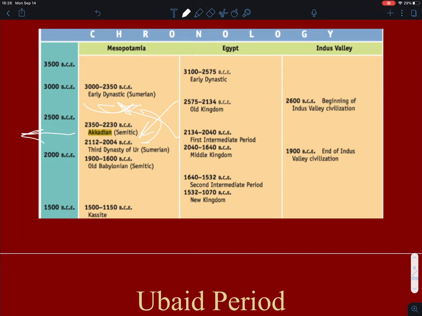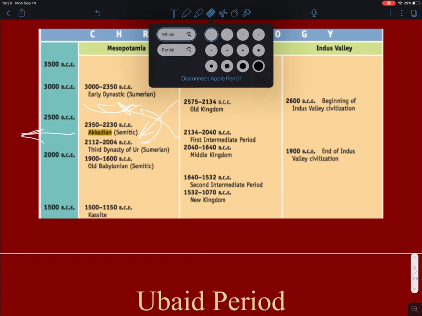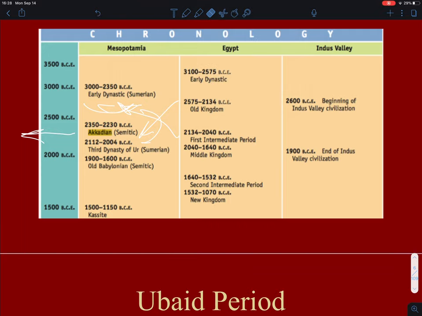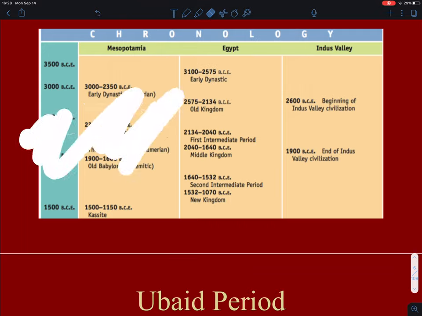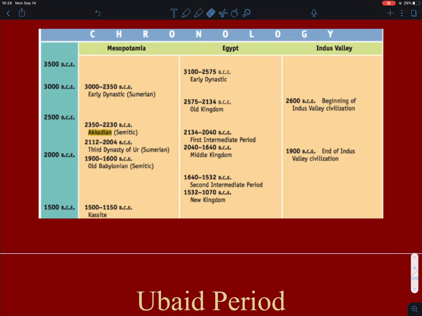But for reasons that are not clear to us, the Akkadian empire comes to an abrupt end.